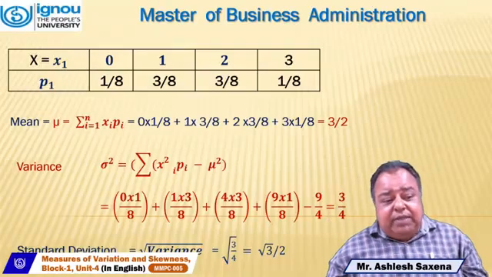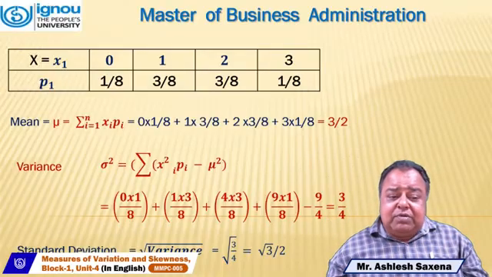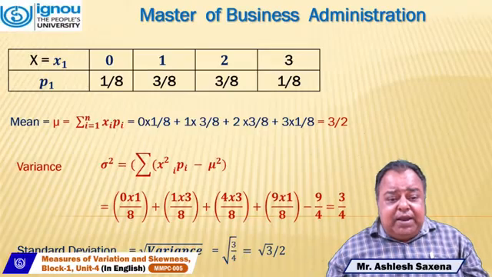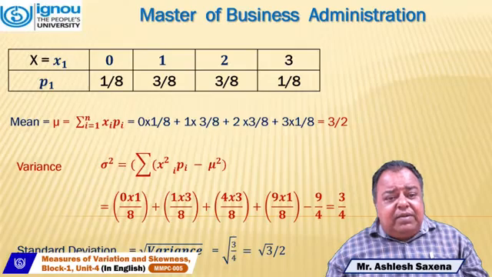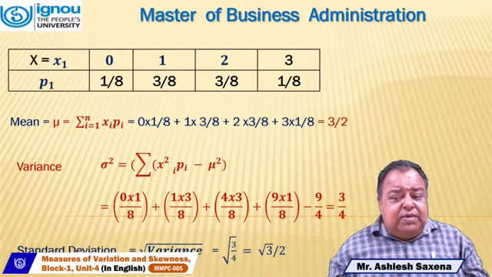Now we have to evaluate mu. That is, mu is equal to summation of xi pi. Multiply 0 into 1 by 8 plus 1 into 3 by 8 plus 2 into 3 by 8 plus 3 into 1 by 8, which comes out to be 12 by 8.